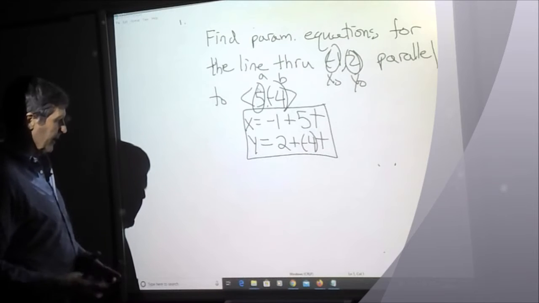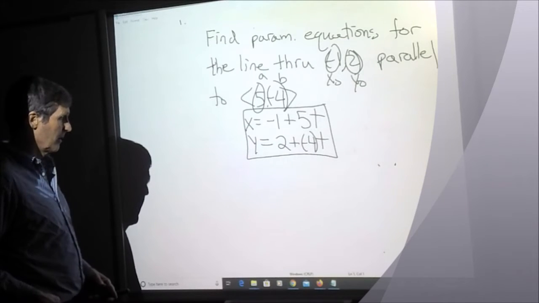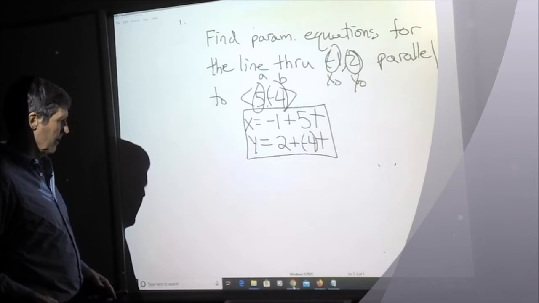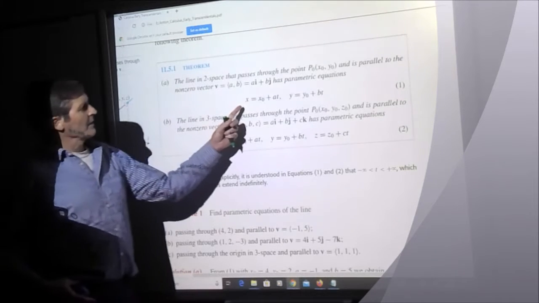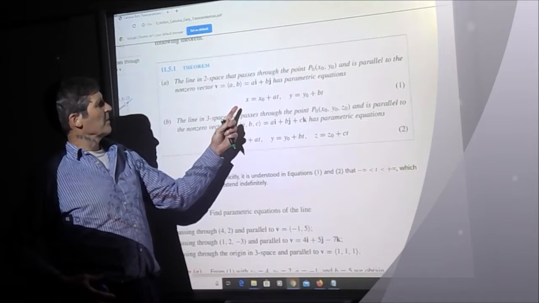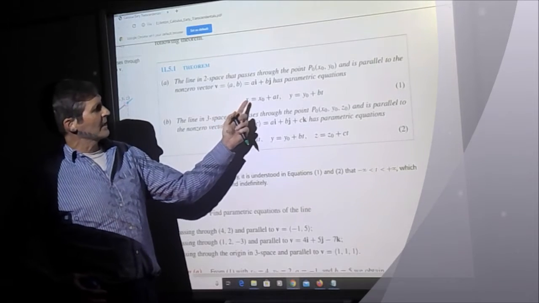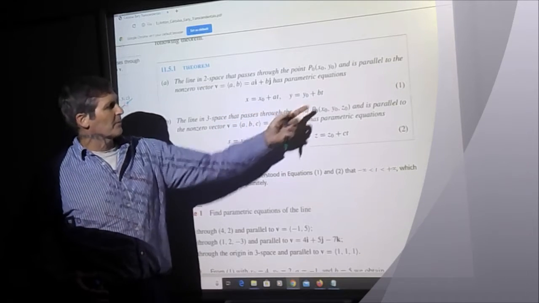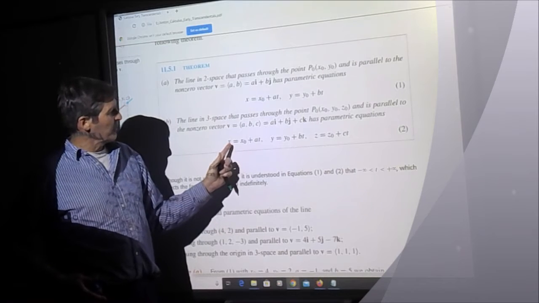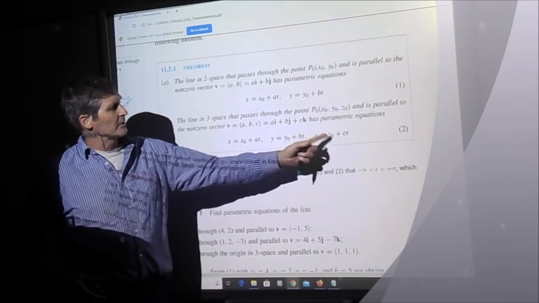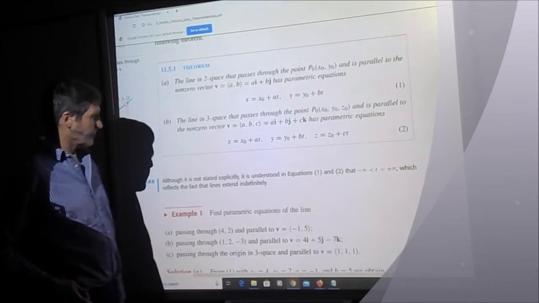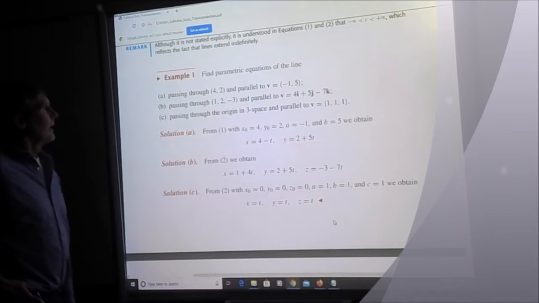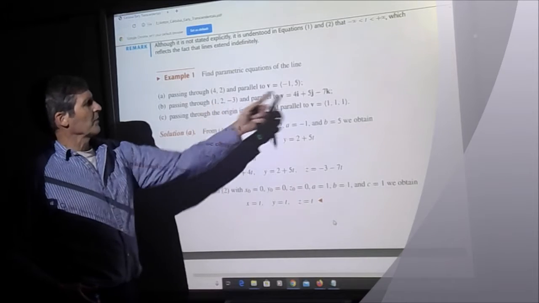Let's bring up the book here. So here's what the book says for parametric equations for a line in the plane. x equals x0 plus at, y equals y0 plus bt. In free space, those two plus z equals z0 plus ct. And you can do that in 2 dimensions or in 3 dimensions.